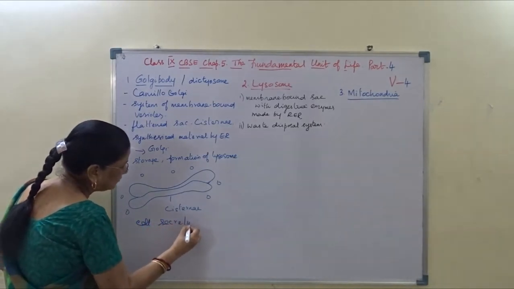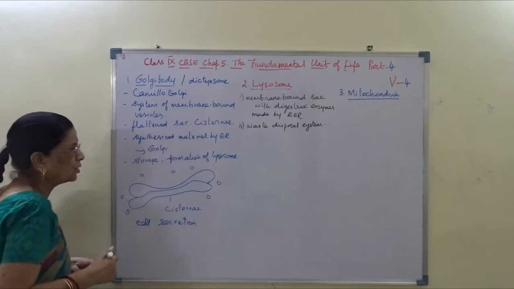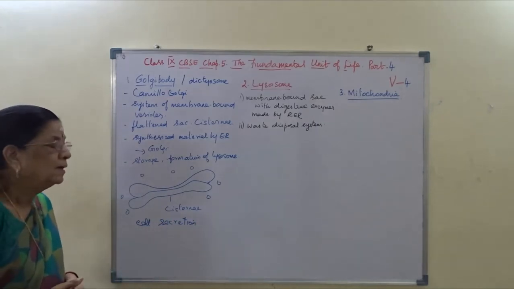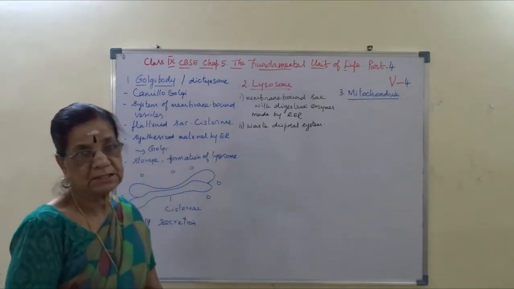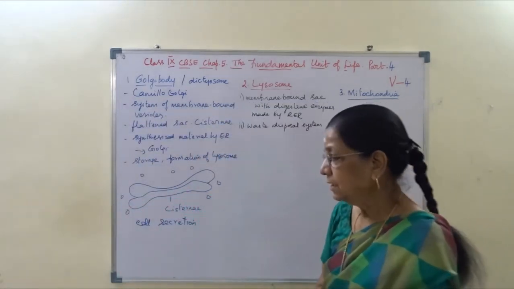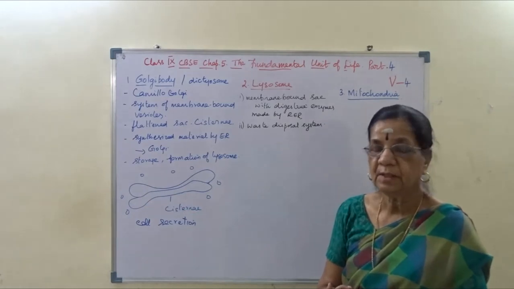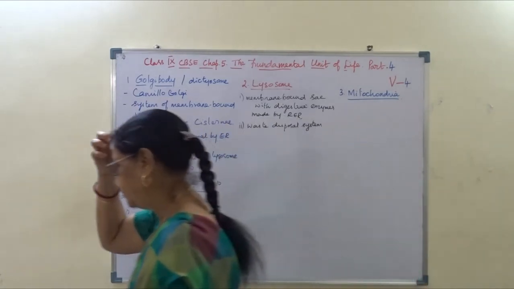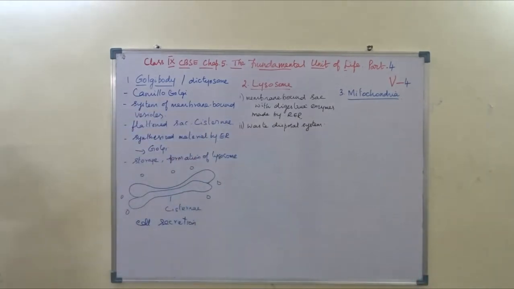It is meant for storage, formation of lysosome and cell secretion. Are you clear? So this is for the Golgi body. What are dictyosomes? Can you say? What are dictyosomes? Go through panel one option.